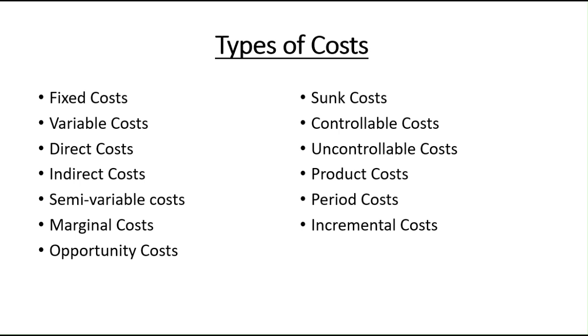And the next one is incremental costs. Incremental costs are the additional costs associated with a particular decision, like the extra cost of producing an additional batch of products. So next one is differential cost. This is the difference in total cost between two alternatives. This will give an idea of how much cost difference we can see by choosing any alternative. So these are the various types of costs.